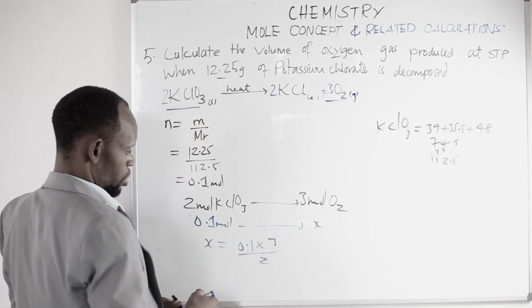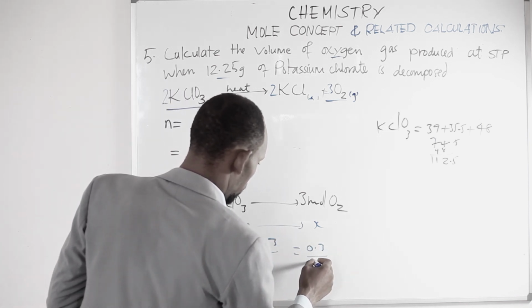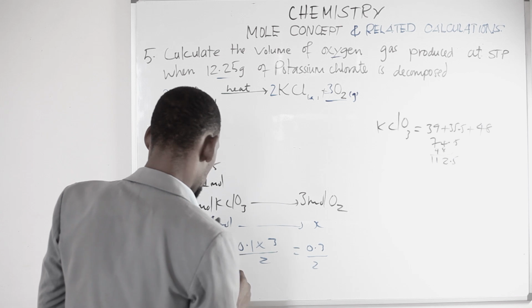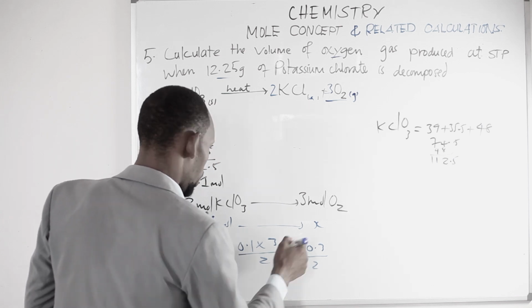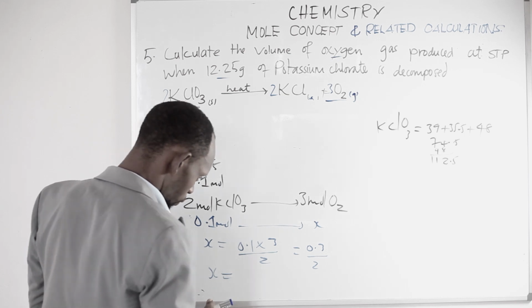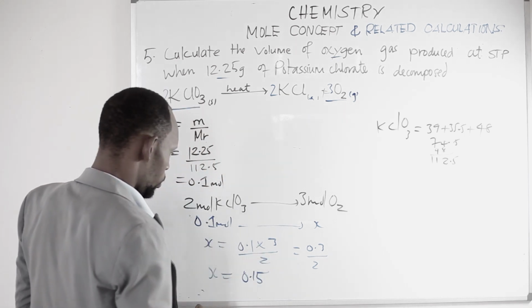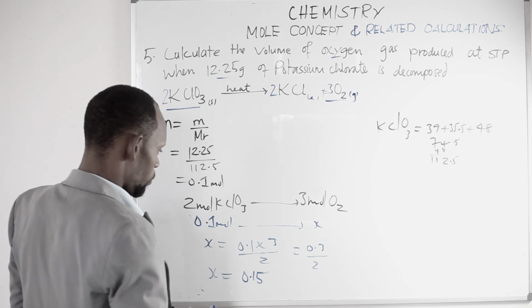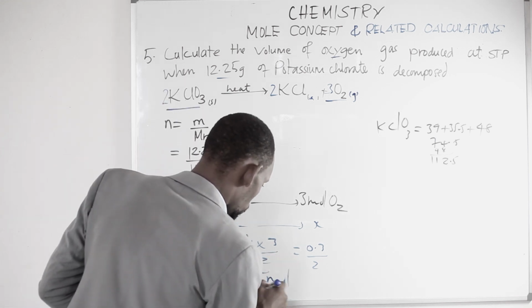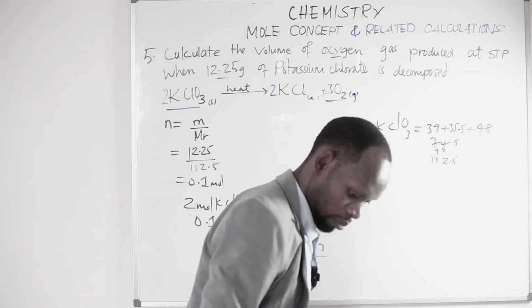So dividing there, we'll get 0.3 divided by 2. Therefore, the number of moles of oxygen will be 0.15. Yes, 0.15 mole. So for oxygen, we have 0.15 mole.